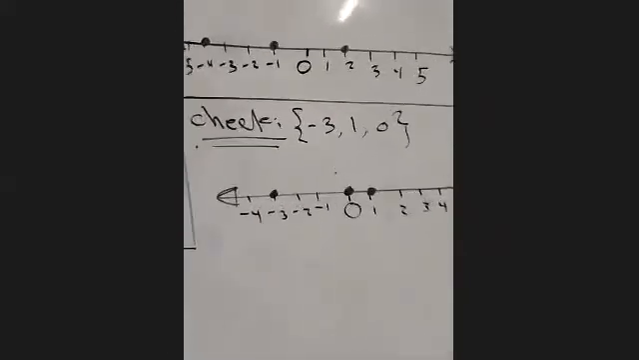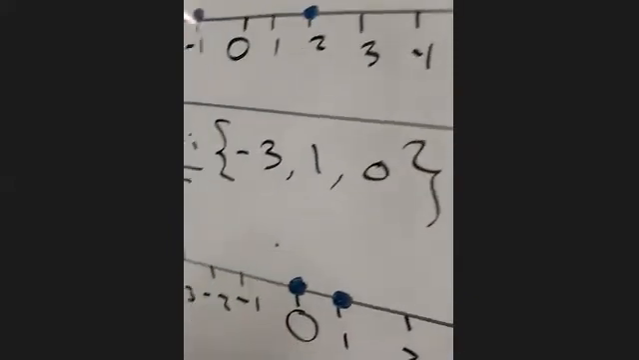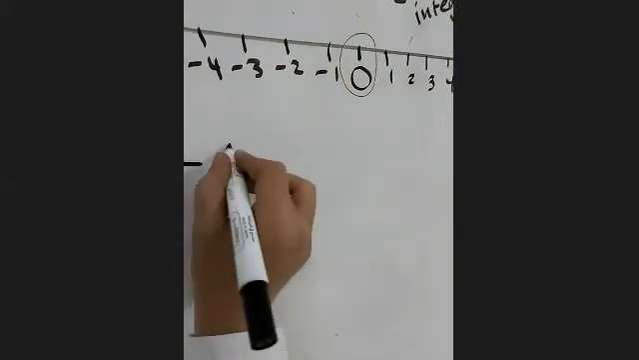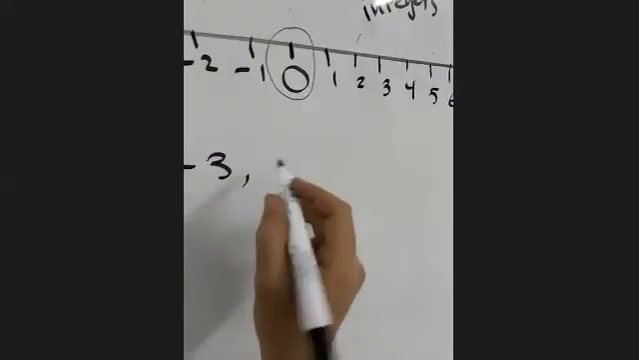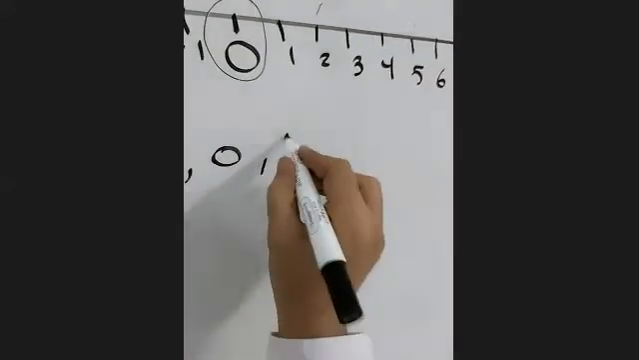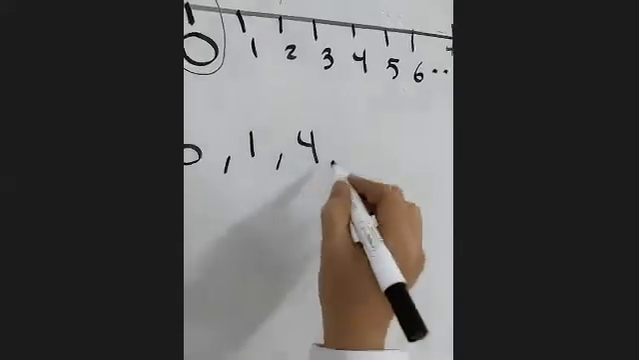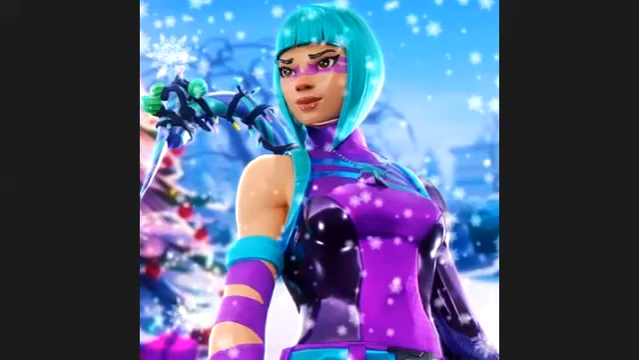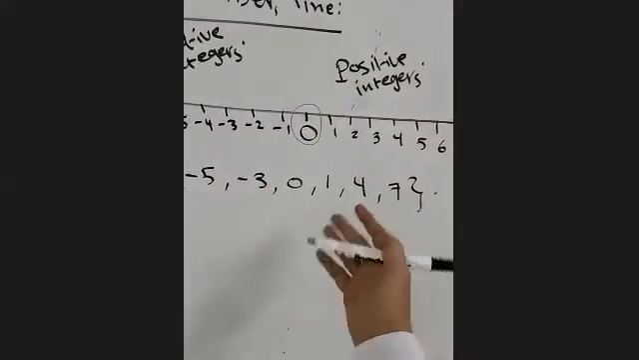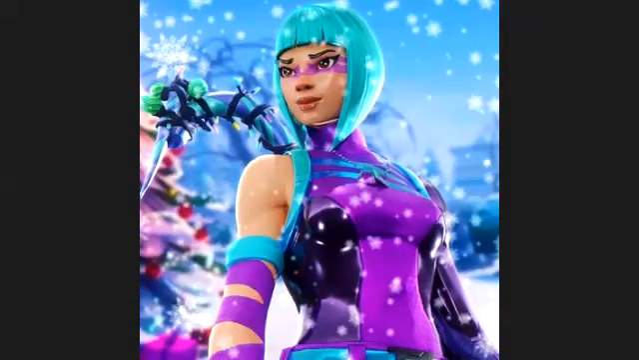Another example. If I want to represent the set of these numbers, guys, let's say I have a set of these numbers: -5, -3, 0, 1, 4, 7. Here I have negative, I have 0, and I have positives. Okay. Now, how will I represent them, guys?